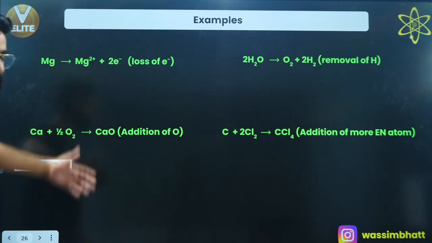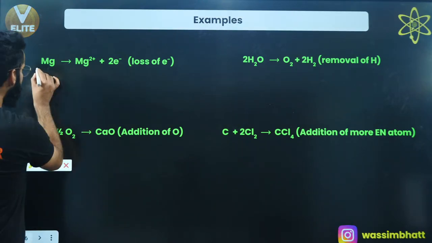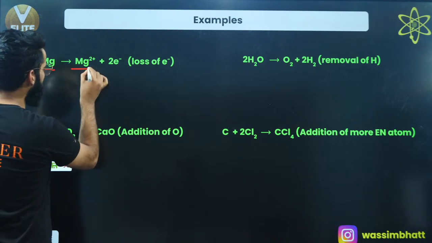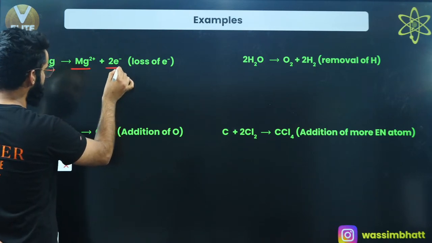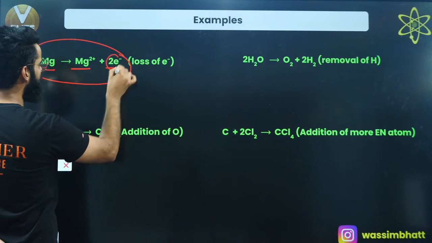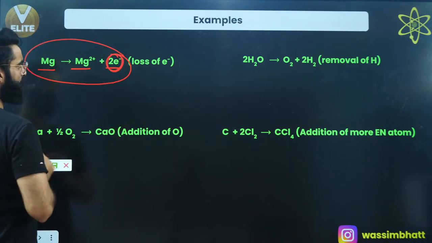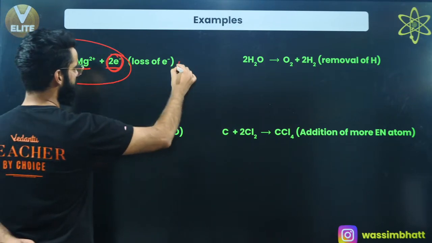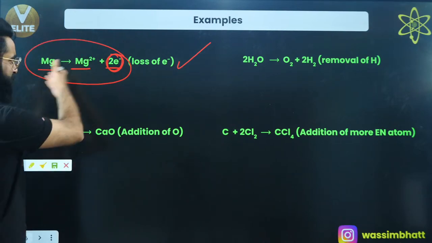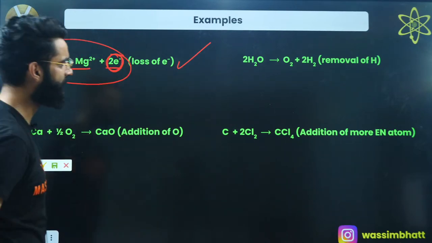Certain examples I'm taking, which are going to make your definitions clear. See, guys, magnesium getting converted into Mg dipositive and losing two electrons. So, this process involves the loss of electrons. And any process which involves a loss of electrons is called an oxidation process. So this process is basically the oxidation, right?